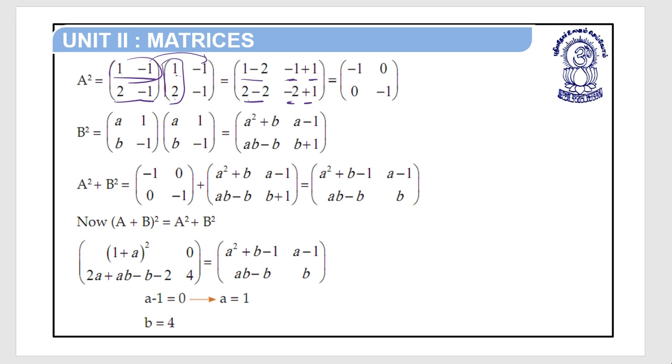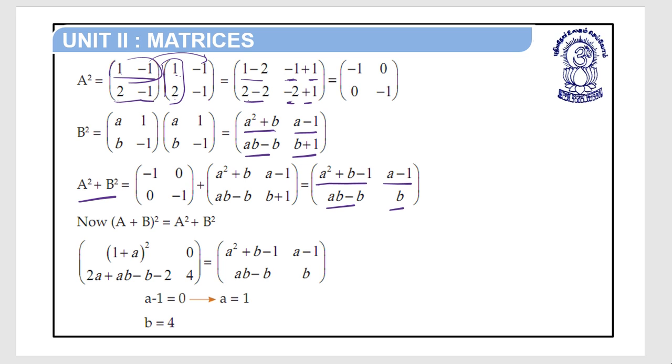For B², same way, we will get [a² + b, a - 1; ab - b, b + 1]. Now add A² plus B². So we will get [a² + b - 1, a - 1; ab - b, b].